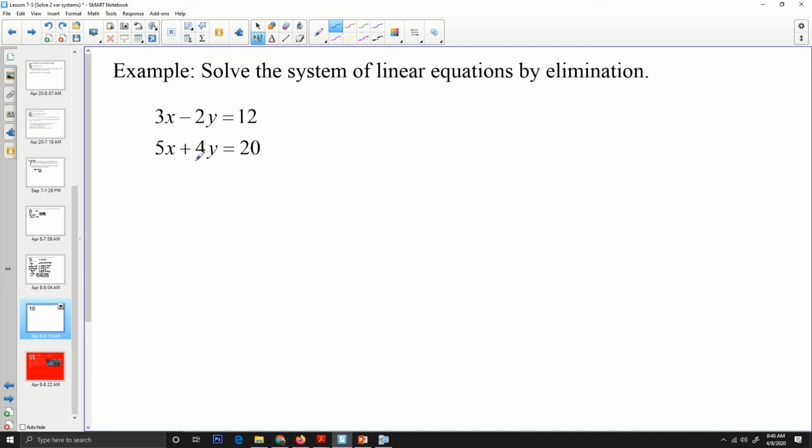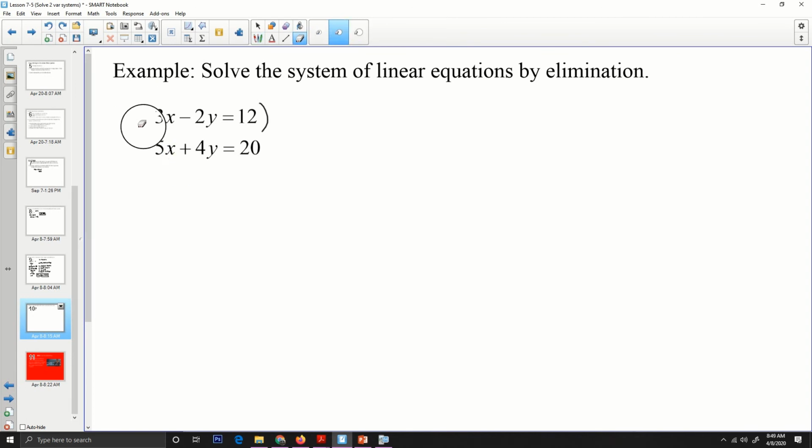But if you notice this one here, I've got negative 2 and 4. If I only multiply this by a positive 2, then I will have a positive 4y and a negative 4y. And when I add those together, the y's will cancel out. And so I'll keep my numbers a little bit smaller by looking at the situation and coming up with the solution that's easiest for this situation.